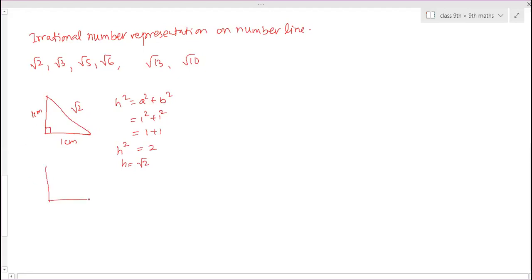Now another right triangle with base root 2 and the height 1. So what is the hypotenuse? h square is equal to 1 square plus root 2 square. So it is 1 plus 2, 3. So h square is equal to 3. h is equal to root 3. Is it clear? Yes, ma'am. So what we have to do, we have to start drawing this way.